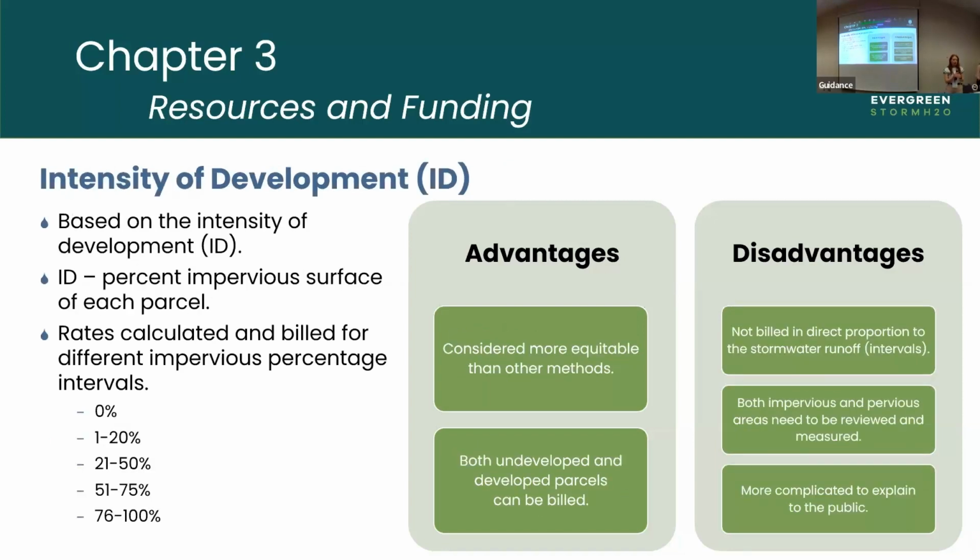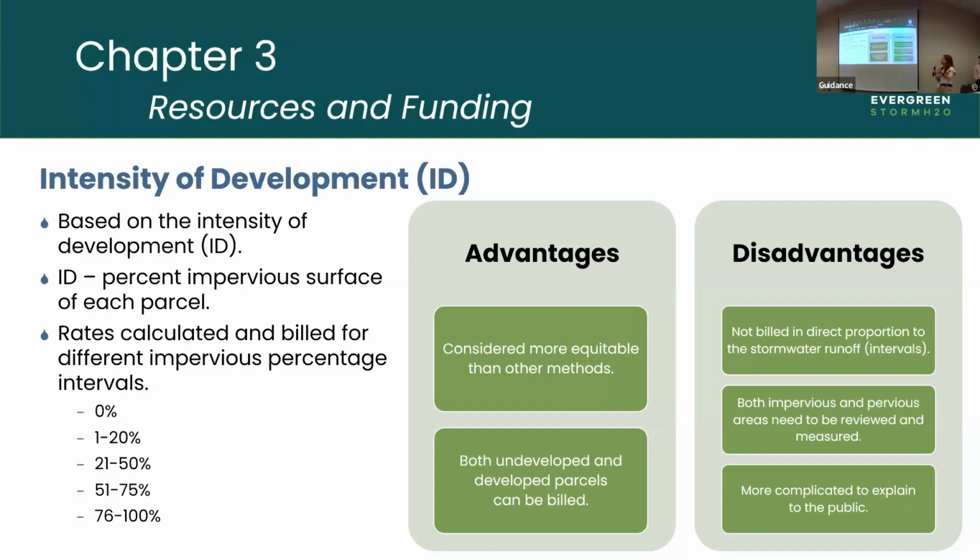The next common strategy is the intensity of development. Intensity of development is based on the percent impervious surface of the property. This is generally billed in intervals. As you can see, as an example on the screen, you have a 0% interval, so you are billing those undeveloped properties. And then you have a different rate for each interval.